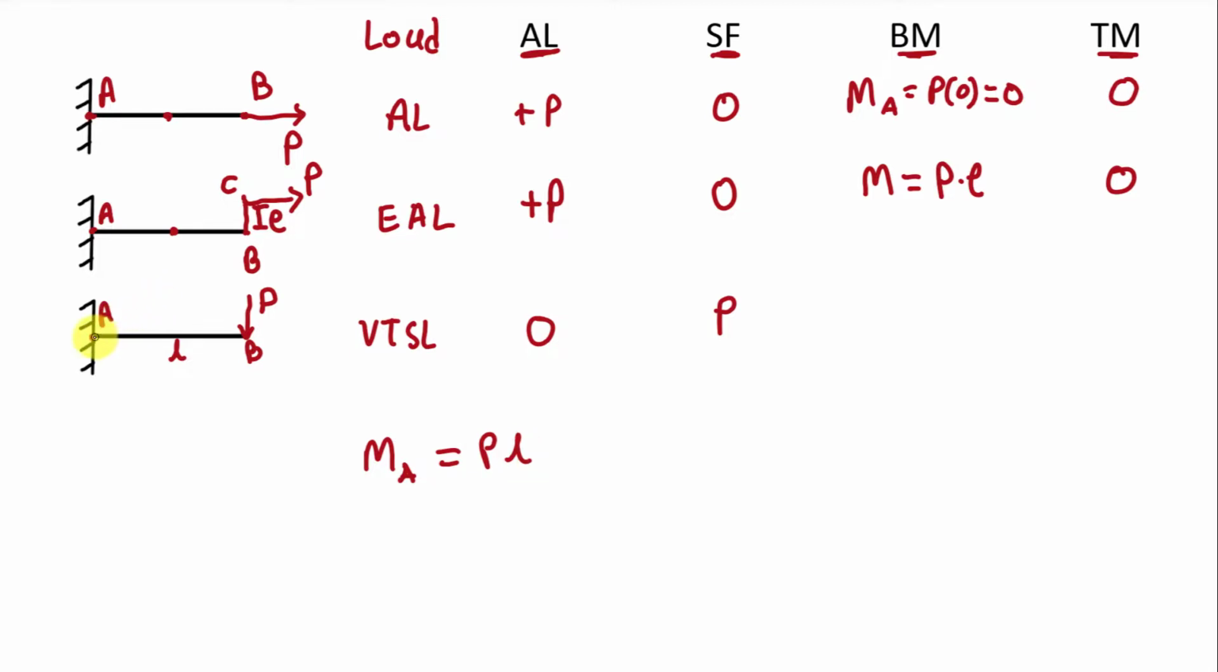Here the moment about point A will be in this direction. This moment is about the transverse axis of this body. It is not about the longitudinal axis of the body. And we know that moment about the transverse axis of a body is called bending moment. So here this moment will be bending moment, P into L. And this moment is not about the longitudinal axis, so here the value of twisting moment will be 0. Right?